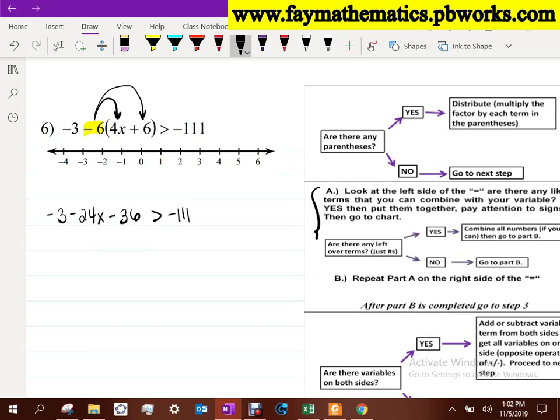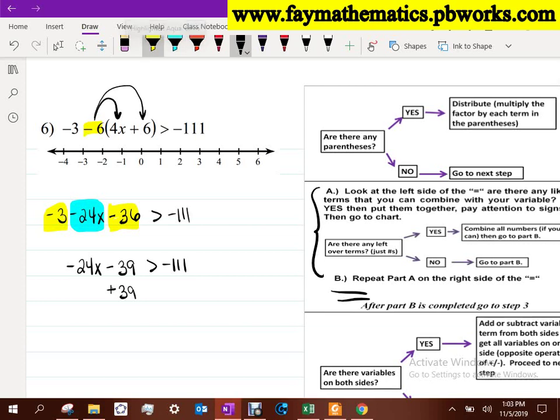Okay. Now it says look at the left-hand side and look for things to match up with your variable term. That's the only variable term over there, right? So nothing to combine with that, but it says then, are there leftover terms? Are those yellow things like terms? Can I combine those? So what's that going to give me? Minus 39, good. Greater than negative 111, right?